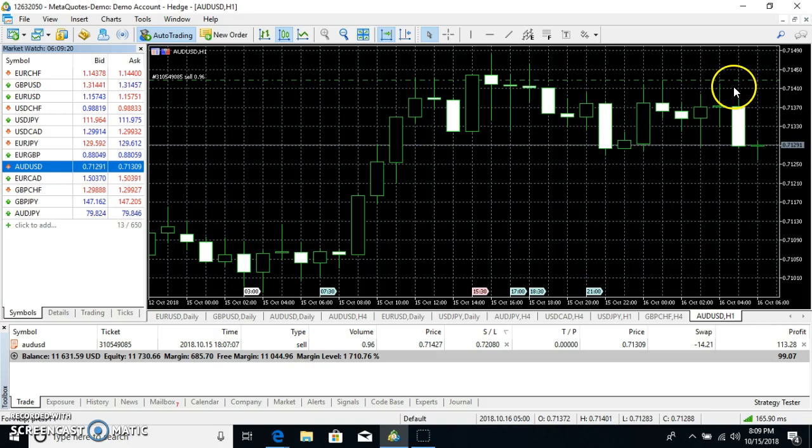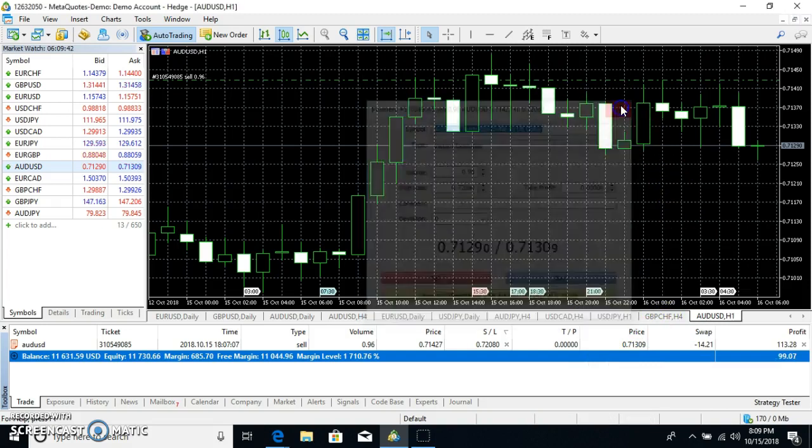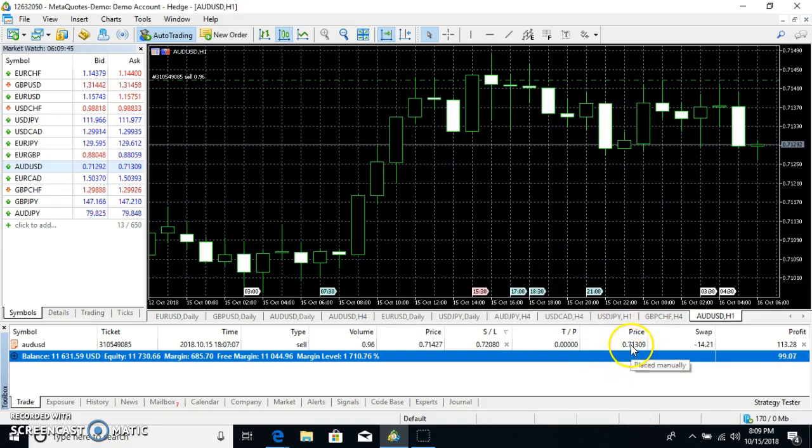It was at 0.7142. You see it's at 0.7141. So it was around this area. It's down to 0.7130. So it's up about 10 pips right now. We expect it to go down and really get into this area down here.